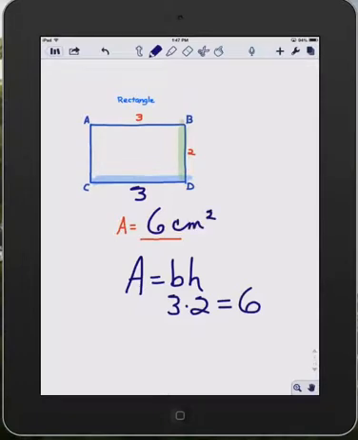Like that. Now, the way in which the formula is developed is we take the rectangle and we draw segments of length 1 centimeter on each side, therefore dividing the rectangle into 6 squares. The area of each square is equal to 1 square centimeter. So therefore we have 6 of those, so we have 6 square centimeters for the area of that rectangle.